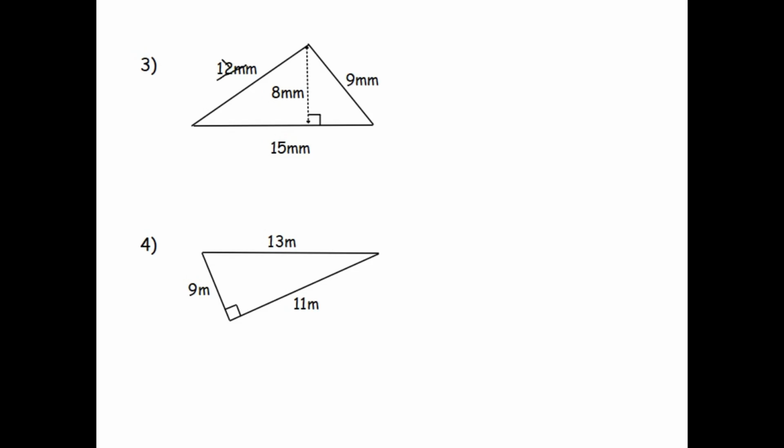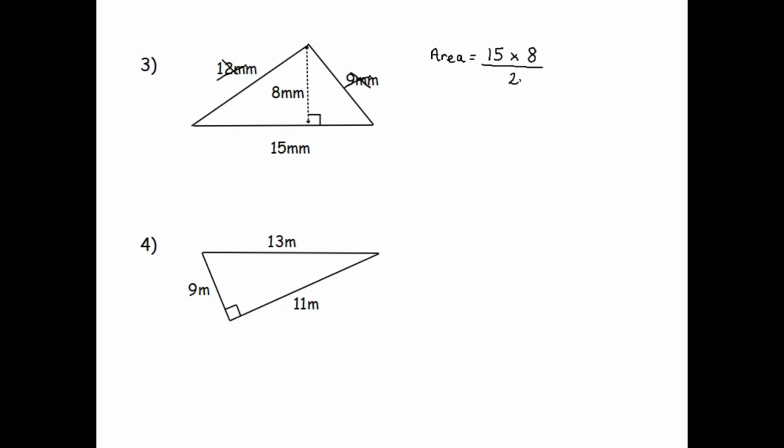Ignore that 12 and ignore the 9 because they are on the slanty lengths, which we don't want. So your base is your 15 and your perpendicular height is the 8. So area equals 15 times 8 and halve it for that triangle. So we've got 15 times 8.